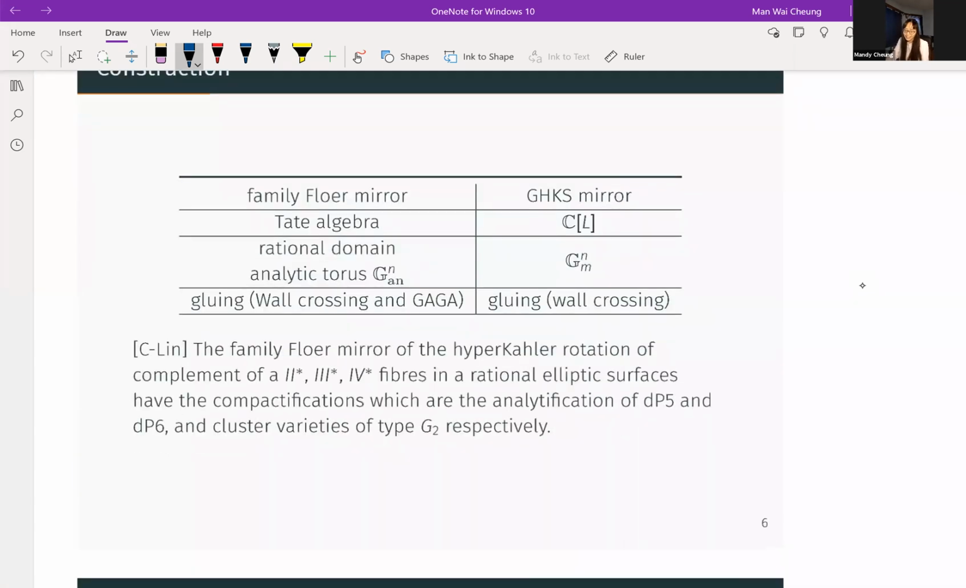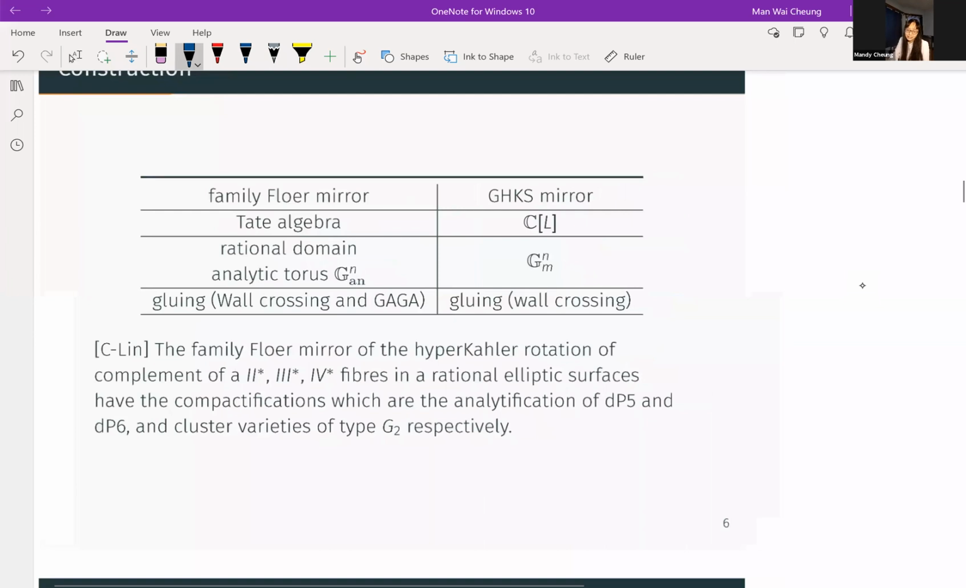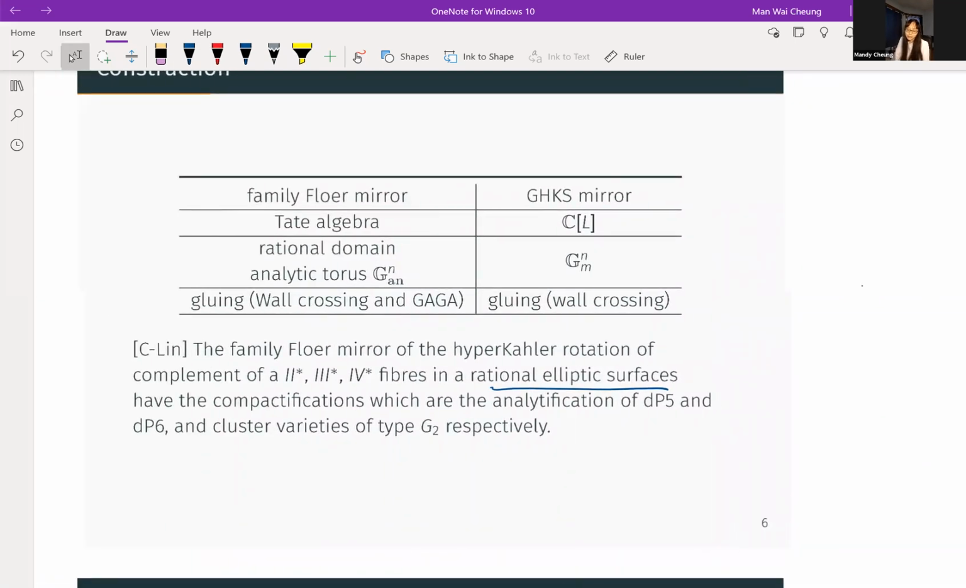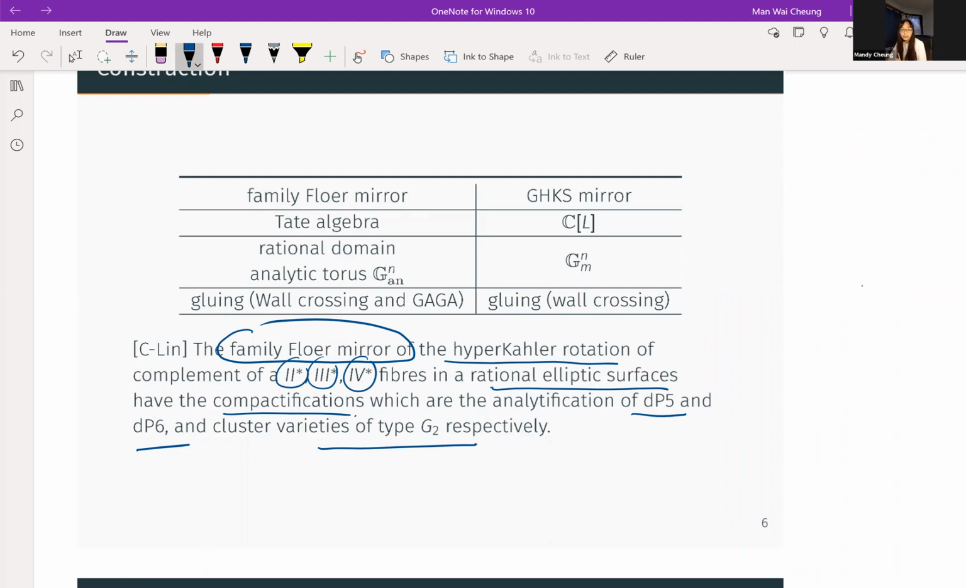It's a very long statement. But what we have is rational elliptic surfaces, three of them with either singularity type I2*, I3*, or I4*, and then we have a hyperkähler rotation of it to switch the base to R2, but not complex. And then what we claim is we have our Floer mirror of this space, which has a compactification, which are the identification of dP5, dP6. And at that time, we hadn't worked out the type G2 yet, but now we have fully worked out the type G2. So we obtain this picture.